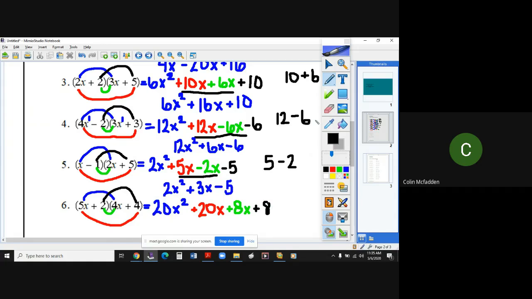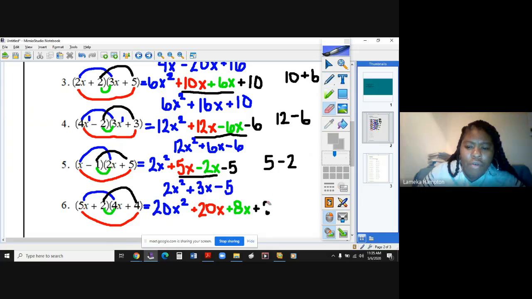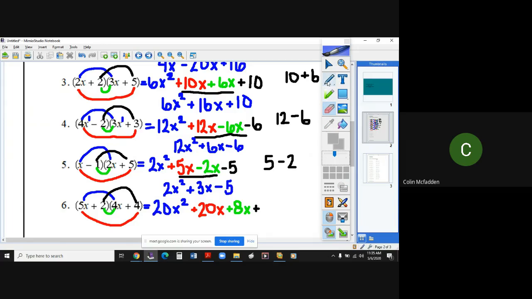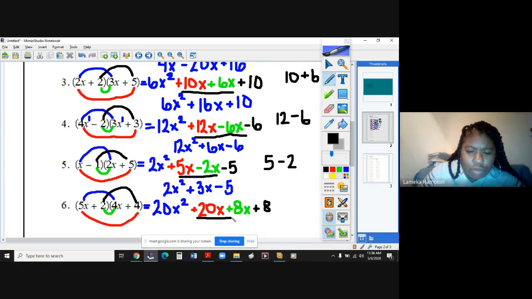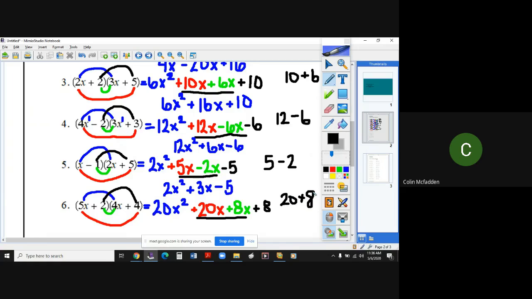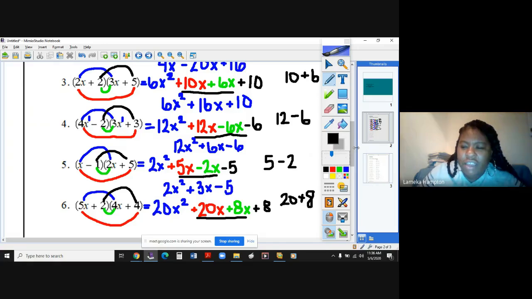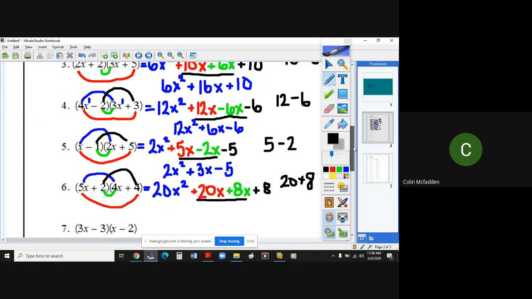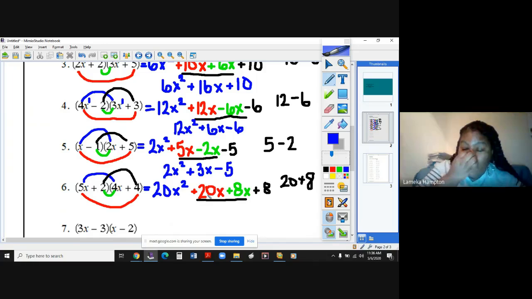Where am I... oh, the 20x and the 8x are your like terms. Yep. Which is what? What is 20 plus 8? 28x squared? No, not 28x squared.